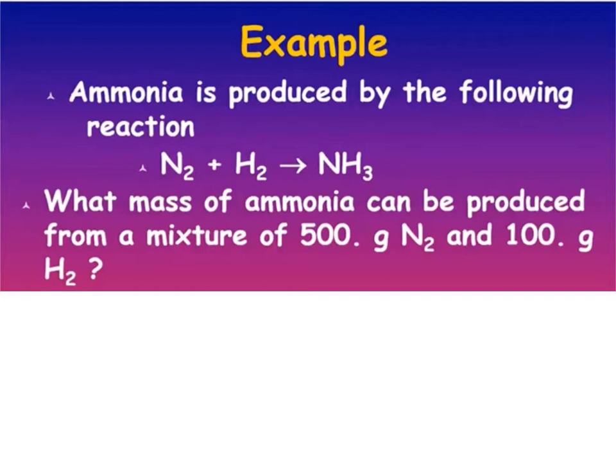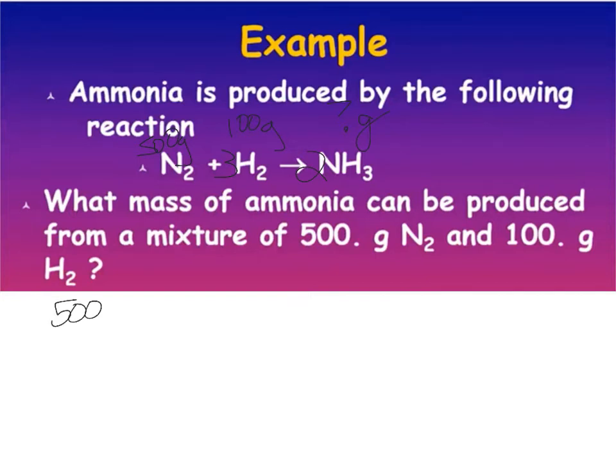Okay, so here's an example problem. First off, make sure your equation is balanced. If it's not balanced, you definitely need to make it balanced. Now ours is balanced. It wants to know the mass of ammonia, so we're trying to figure out the mass of this, that can be produced from a mixture of 500 grams of N2 and 100 grams of H2. So what you want to do is do 2 stoichiometry problems.